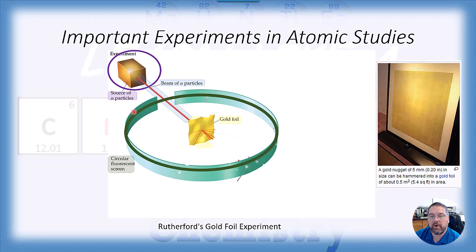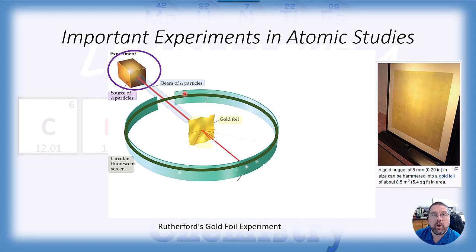Surrounding that target was a deflector screen that was coated with zinc sulfide. Zinc sulfide is a material that, when it is struck by an energetic particle, emits a little flash of light. That's how Rutherford was planning on observing what happened when a particle encountered the gold foil on an atomic level.